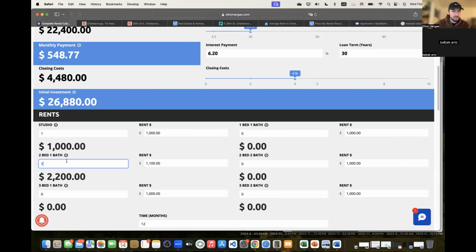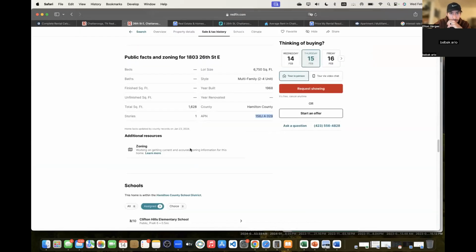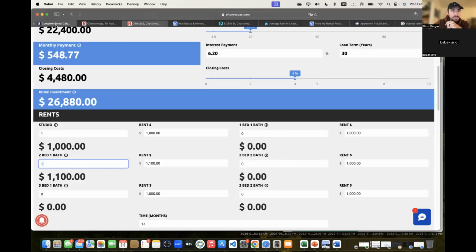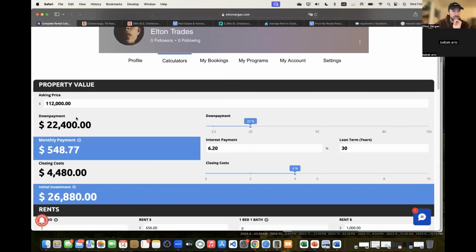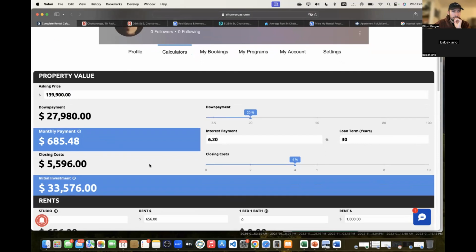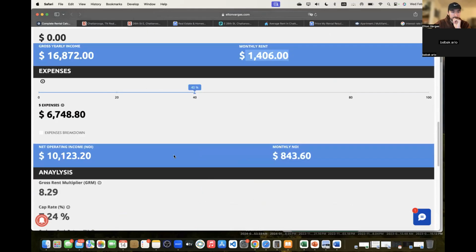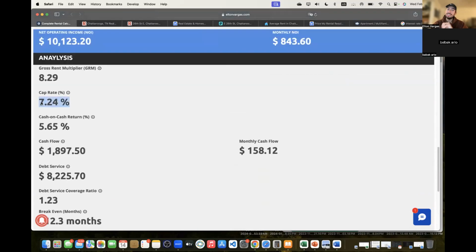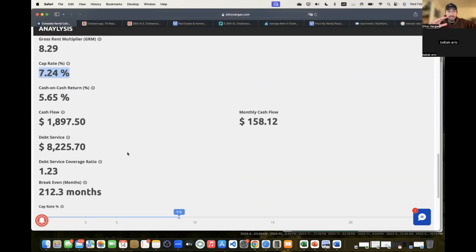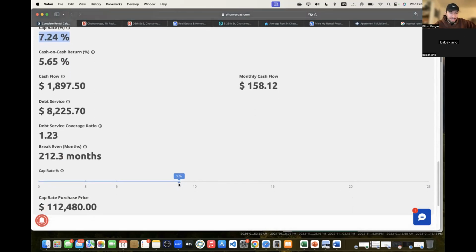I'm just doing one because it was being rented out at the time for how much? 656 and 750. I'm going to leave my expenses at the 40% rule, but the asking price was 139,900. All right, cool. So 1406 rent, expenses. So this person bought it at a 7.24 interest rate. That was based on the cap at the 139 asking price. But again, oh yeah, here it is. There's my answer.